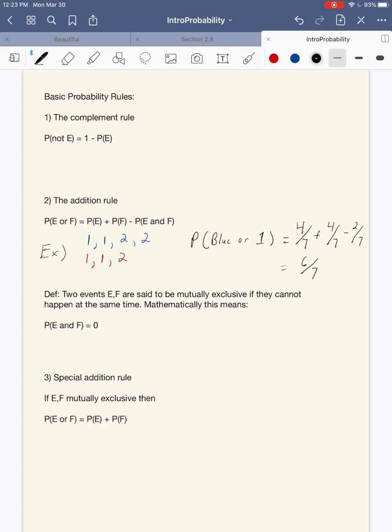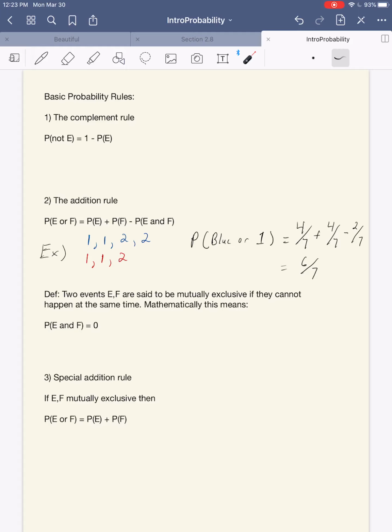All right, one very special definition that goes hand in hand with this addition rule down here is what's called mutually exclusive. So two events E and F are said to be mutually exclusive if they cannot happen at the same time. So mathematically, two events E and F are mutually exclusive if the chance that E and F happen is 0. In other words, they cannot happen at the same time.